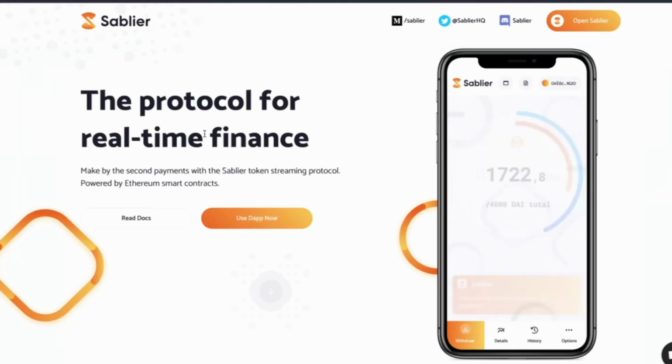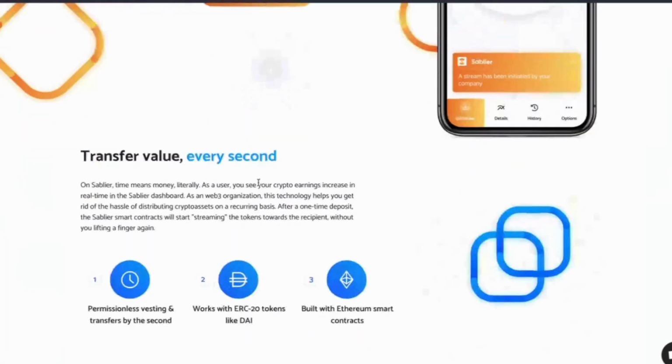We have the docs open in case we need to reference anything. So it can be used for subscriptions or streams. So maybe for each second I'm using your protocol, you get X amount of DAI, and it just streams continuously while I'm using it. As a user, you see your crypto earnings increase in real time in the Sablier dashboard. As a Web3 organization, this technology helps you get rid of the hassle of distributing crypto assets on a recurring basis. After a one-time deposit, the Sablier smart contracts will start streaming the tokens towards the recipient without you lifting a finger. Obviously, you must just be careful to end it when you need.